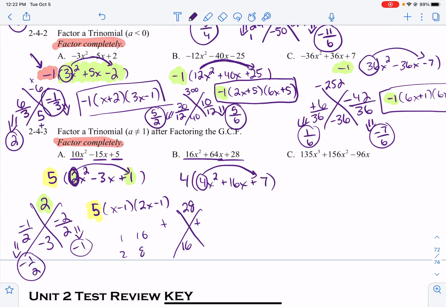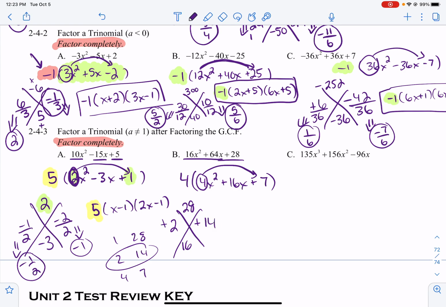Oh, no, I'm looking for numbers that multiply to be 28. Bad math, Mr. Reed. 1 and 28. 2 and 14. That's better. 4 and 7. So 2 and 14, those add up to 16. So 2 and 14 are going to be my numbers.